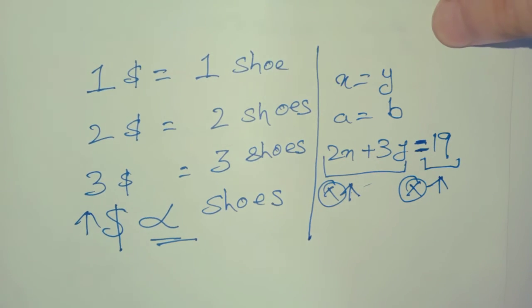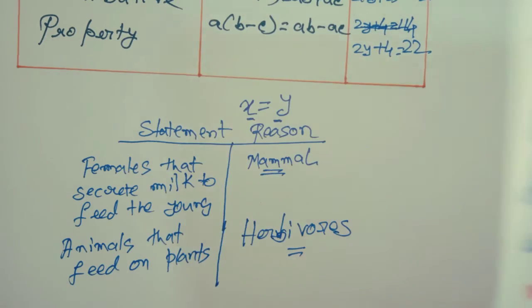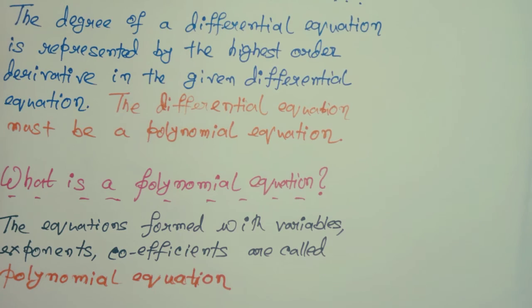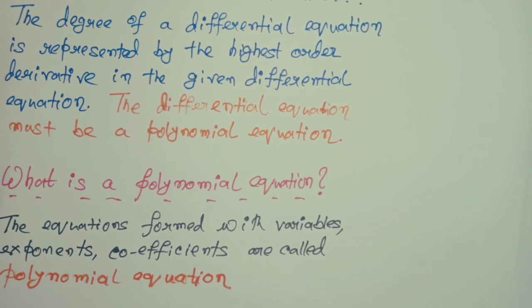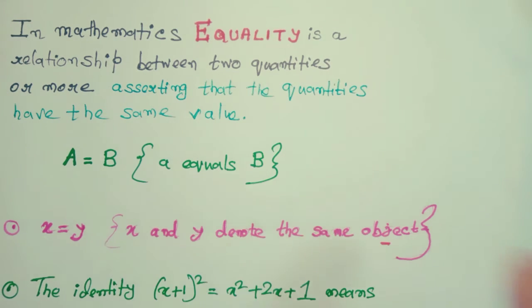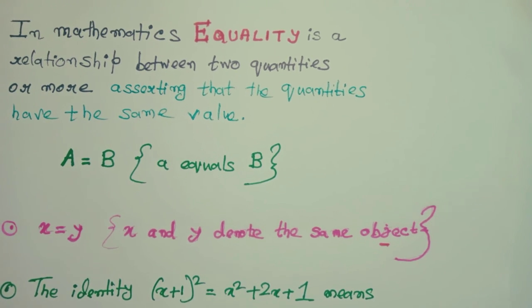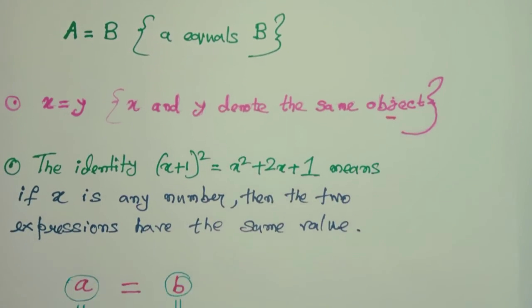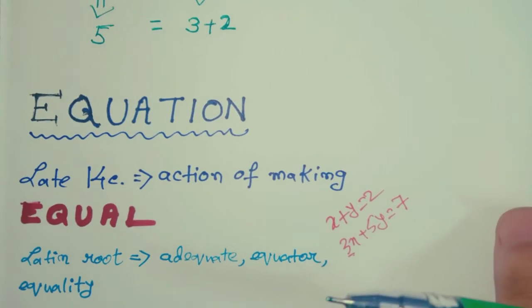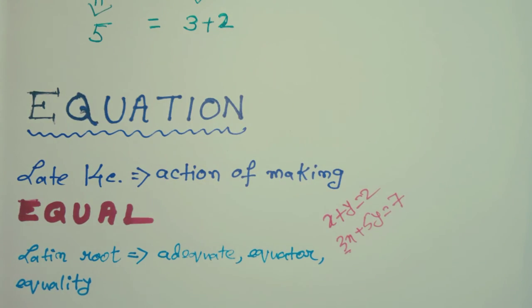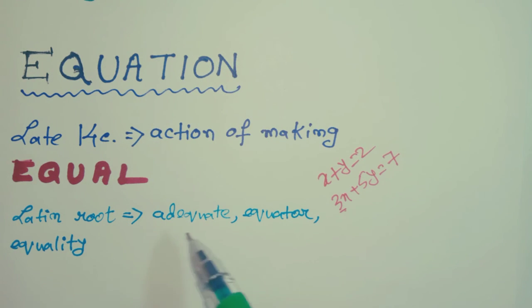So just a quick revision before we end this video. So you have seen what is exactly an equation, the degree, I'm so sorry, this is from a different page. I'll just quickly show you those properties. Yeah, so in mathematics, equality is a relationship between two quantities, A and B, X and Y, which are denoting the same object. Because they are denoting similarity, automatically the term equation comes. The root term is from Latin, which means adequate and equator, or you are equating something with the other.